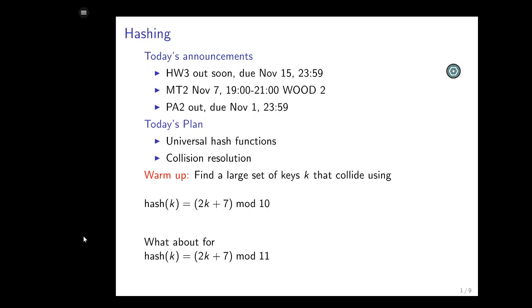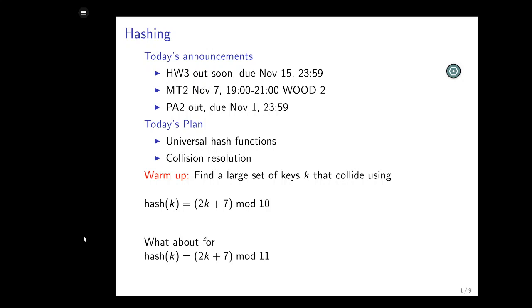Today we're going to talk about universal hash functions and also about collision resolution policies for when things collide in hash tables. But before we do that, we have to warm up. The warm up today is you're going to be somebody who's trying to crash a server that's running a hash function that you happen to know. I put down 2 hash functions here to play with. The first one is 2k plus 7 mod 10, and the second one is 2k plus 7 mod 11.